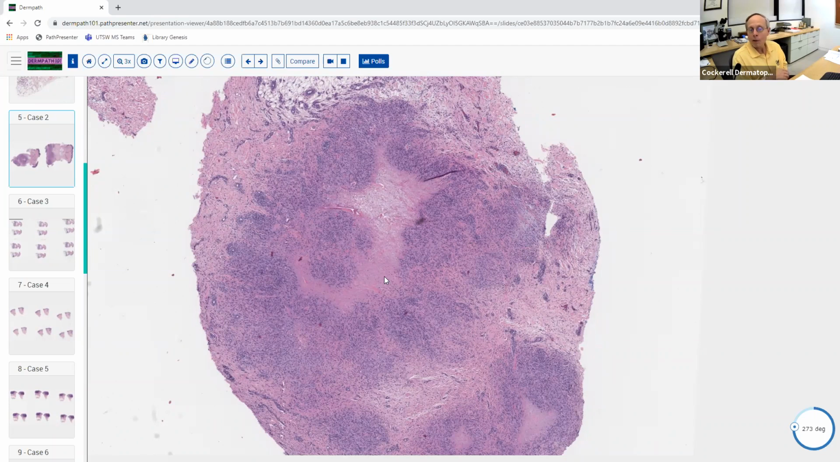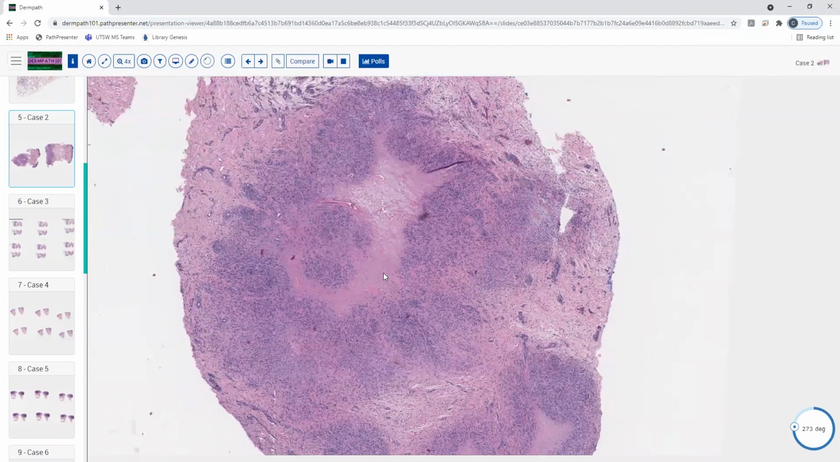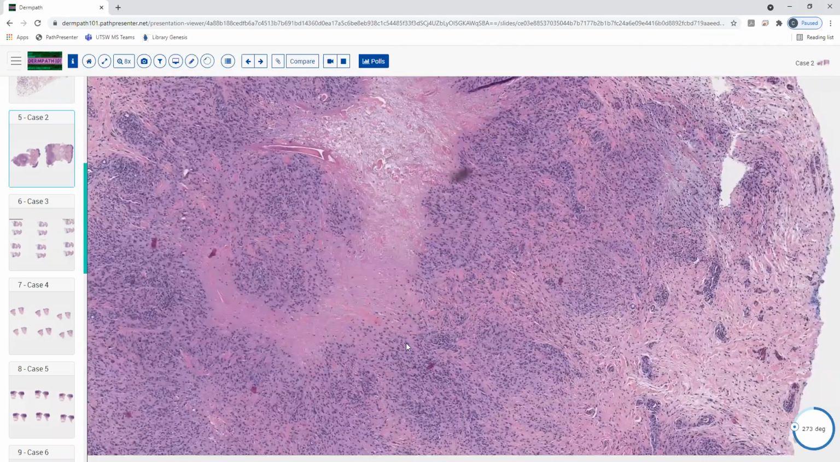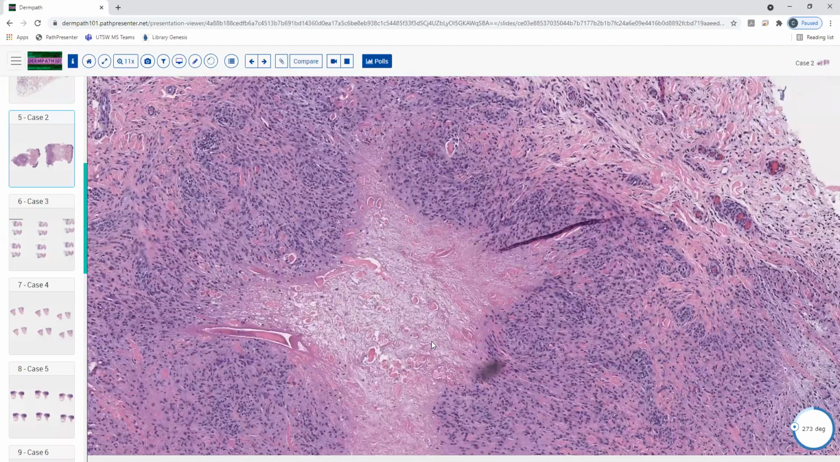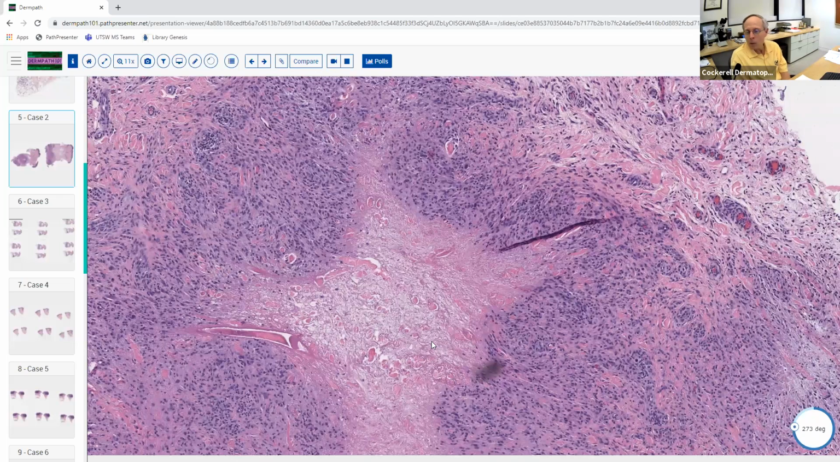Now, if we're going to try to distinguish among those, what criteria do you use to tell the difference? Well, I know that this one has that necrobiosis in the center, and those palisading macrophages just make me think of the rheumatoid nodule, but I'm not sure if there are other criteria. Well, there's a better way to do it than that.